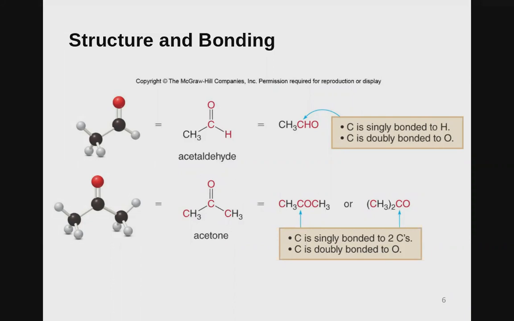Now, CH3CHO, again, that CHO part is pretty commonly showing us we have our carbonyl group. In this case, we have an aldehyde because it's down to one hydrogen and then something else, right? So that makes it an aldehyde, acetaldehyde.